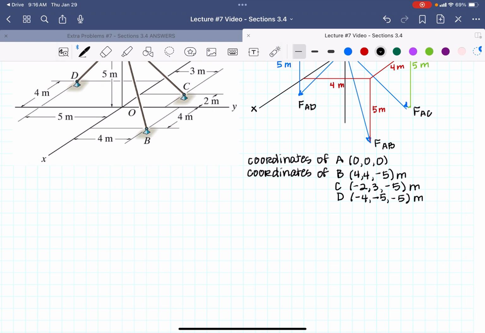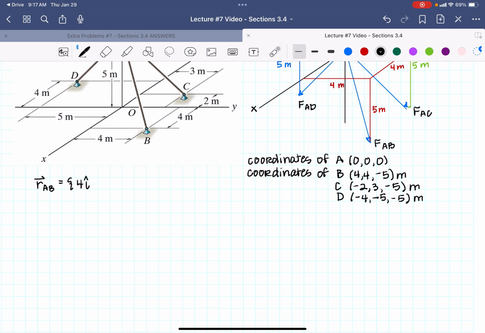So let's start with AB. So we can find position vector AB. I'm going to kind of skip through this really quick. I'm not going to write the unit vectors for each because once I find the position vector and the magnitude of the position vector, I can quickly do the actual unit vectors.